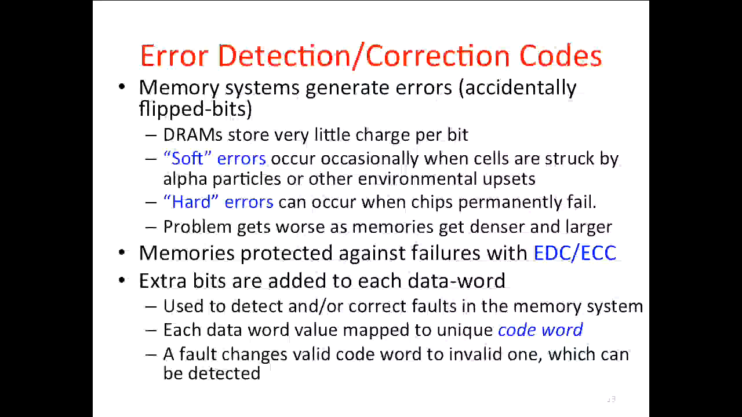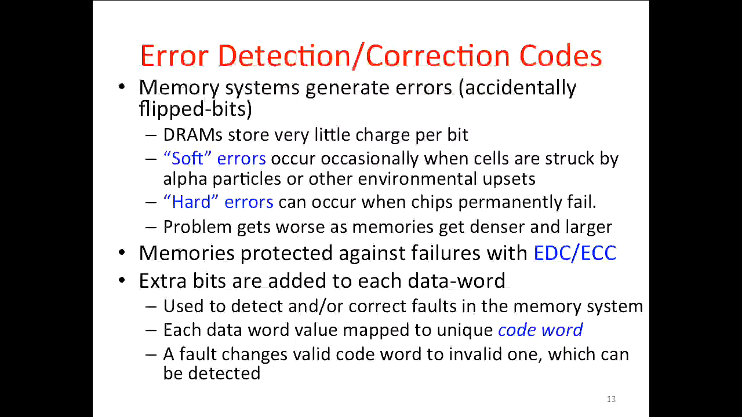The way this works is you take the bits you have in the data word, say a 32-bit data word, and you use extra DRAM. This is redundancy, adding more bits to each word to help catch when there are errors in the word. Those extra bits are used to detect and possibly correct any faults you see in the memory system. The general approach with these error detection and correction codes is that by adding more bits to a word, you've added more possible values you can store.